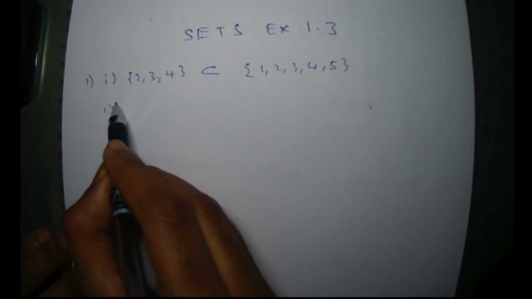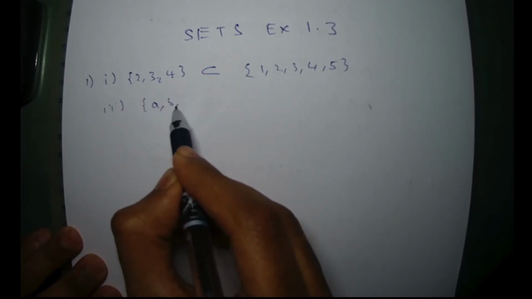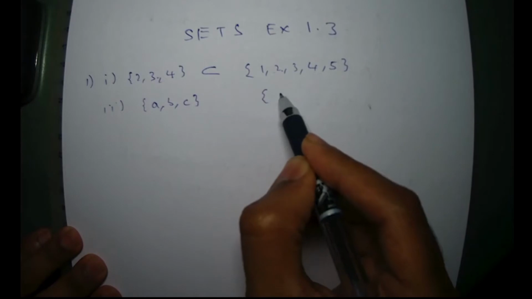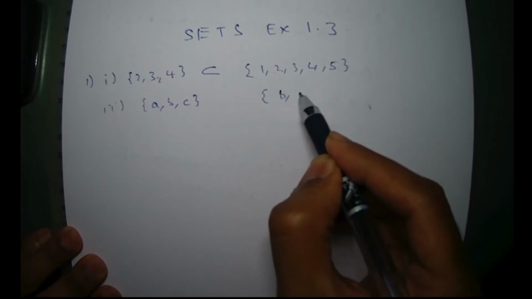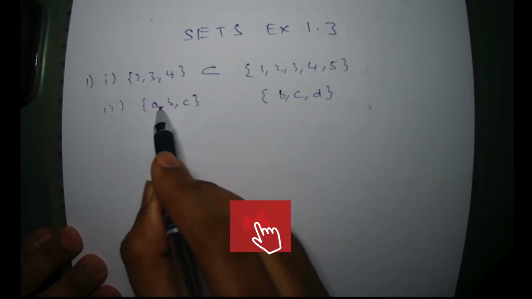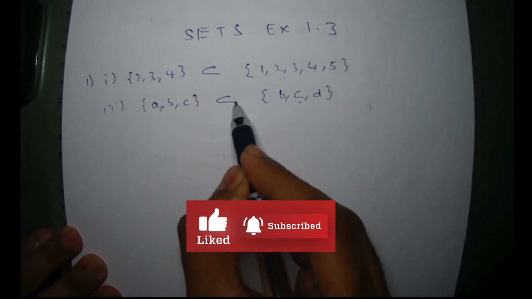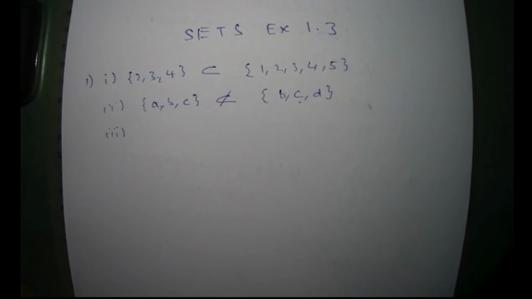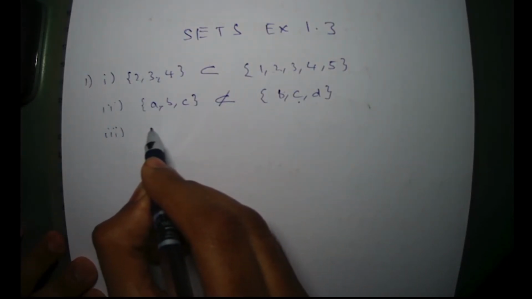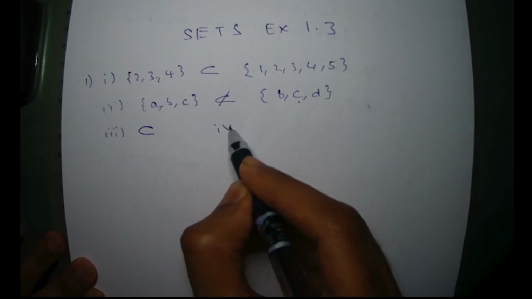Then coming to the second question, we have A, B, C, and in the other set we have B, C, D. So we see that A is missing in this set, so this is not a subset of the other set. Coming to the third question, X is a student of class 7 of your school and X is a student of your school. Any student from class 7 is a student of the school as well. So from this we can say that the first set is a subset of the second set.